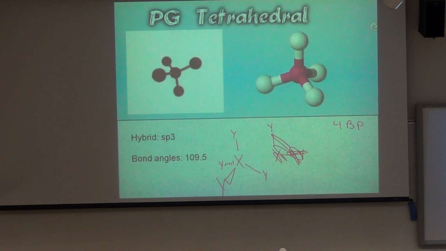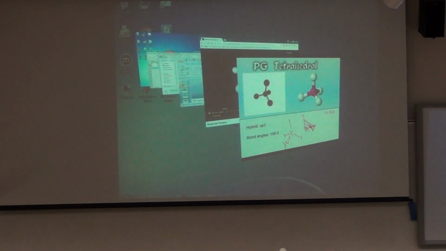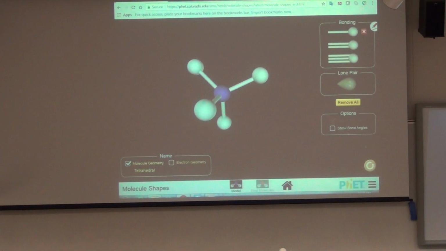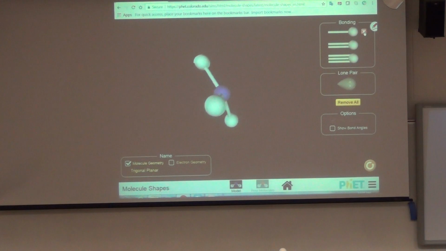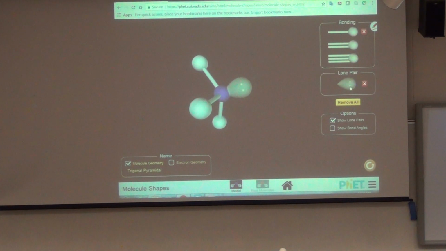So what's going to happen if we replace one of those bonding pairs with a lone pair? Take one of those guys out, put the lone pair in, pretty much the same shape. The only difference is that, again, the lone pair of electrons are a little bit stronger in their repulsive force than the bonding pairs, and so this angle ends up being about 2 degrees less for each lone pair that we add. So instead of 109.5, now it's going to be about 107 degrees.